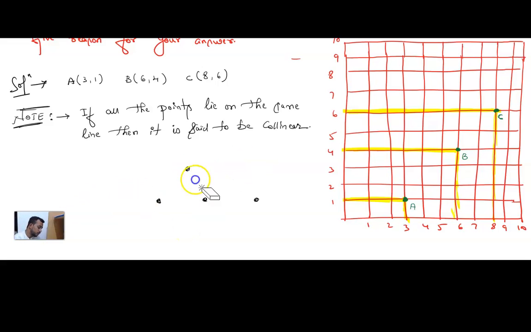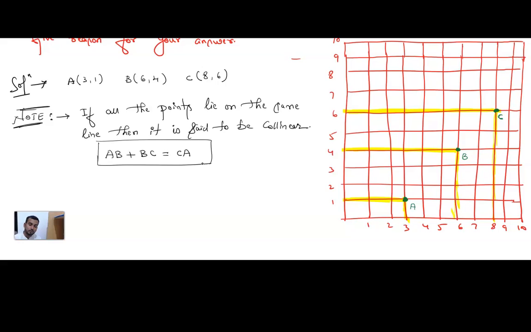Children, if we have to prove that it is collinear, then it should satisfy the condition, that is AB plus BC, the sum of 2 sides should be equal to the third side. That is AB plus BC should be equal to AC or CA. If this condition is satisfied, then we can say that the given points are collinear. This is a note. In the exam you need not write this, you just have to remember this basic. Okay, if all the points lie on the same line, then it is said to be collinear.